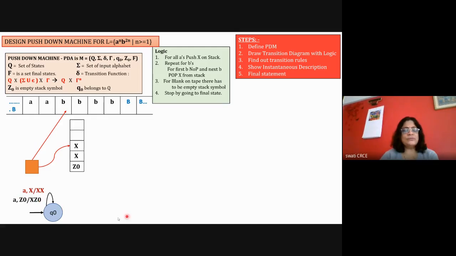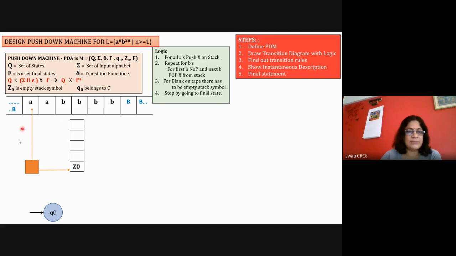Okay, just forget about the transition diagram right now. Just see this animation to understand what is happening in the machine. So I'll say that for A with Z0, push X. Right now you just concentrate on this diagram, don't look at the transition diagram. So with A with Z0, X is added onto the stack. For the second A, the second X is added onto the stack.